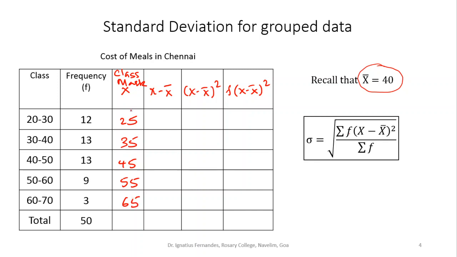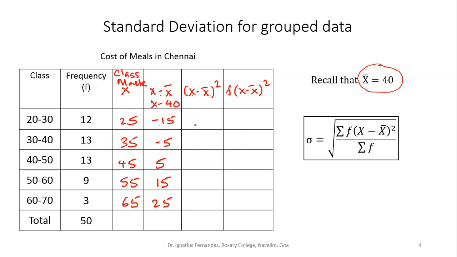Now from each of these x values we have to subtract its mean. So we are looking at x minus 40. So 25 minus 40 is minus 15, 35 minus 40 is minus 5, 45 minus 40 is 5, 55 minus 40 is 15, and 65 minus 40 is 25. Once I have found x minus x bar, now we find x minus x bar square. So we have to take the square of each of these values.